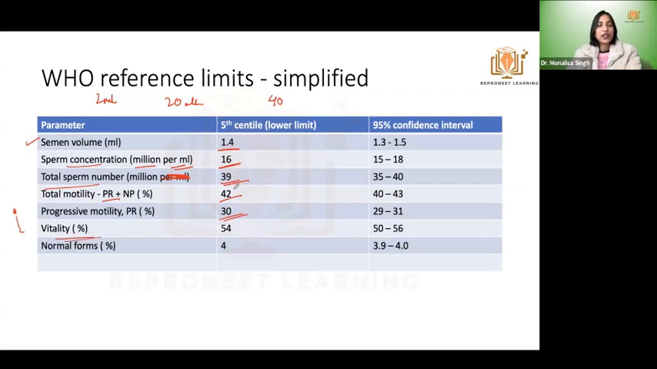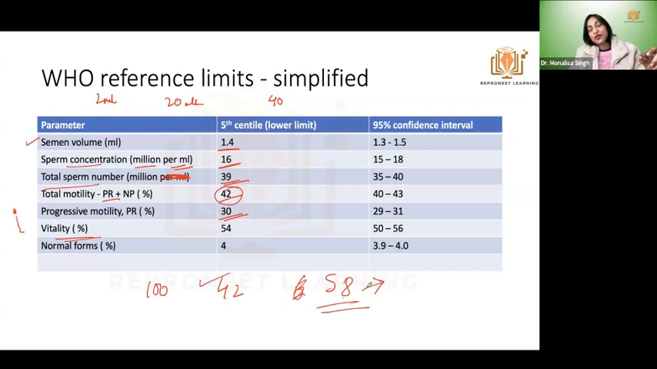Vitality is, see, if 42 is total motility, which means out of 100, 42 spermatozoa are showing motility, which means 58 spermatozoa are immotile sitting there. Now you don't know whether those 58 are alive or dead. The motile ones are definitely alive, but out of the 58, some may be alive, some may be dead. So when the motility is decreased, we do the vitality to see if all the remaining spermatozoa are dead or not. So vitality in total should be 54%. Out of 100 spermatozoa, 54 should be alive at least.